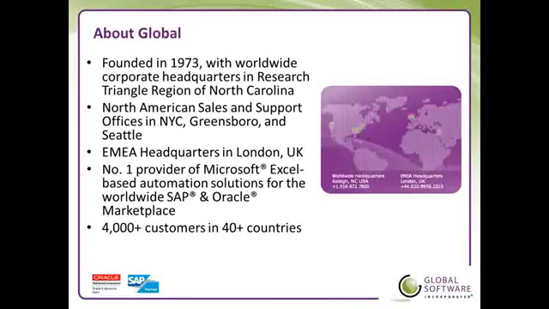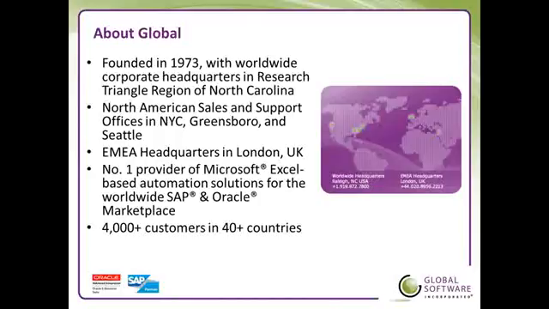Great, thanks, Phil, and thanks, folks, for taking the time out of your day today for this webinar. Just to talk a little bit about Global and give you a little bit of background of who we are and where we came from. We were founded in 1973. Our worldwide corporate headquarters are in the Research Triangle region of North Carolina and Raleigh, North Carolina. But we do have sales and support offices in New York City, Greensboro, Seattle, and our EMEA headquarters are in London. We actually started with our own suite of financial products back in the 70s. So we have our own General Ledger, accounts payable, accounts receivable system that we still sell, service, and support today.